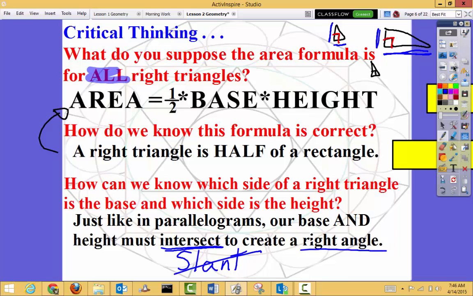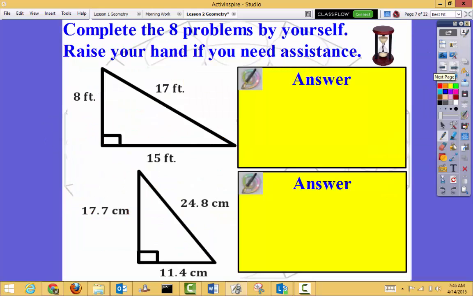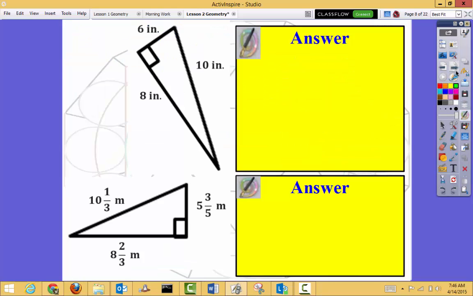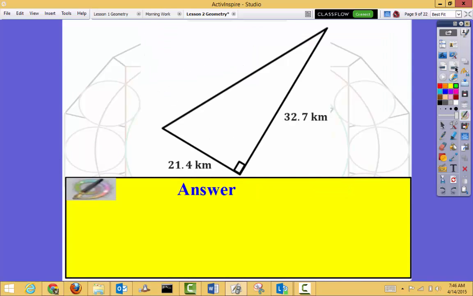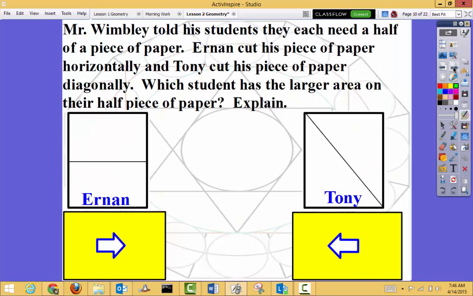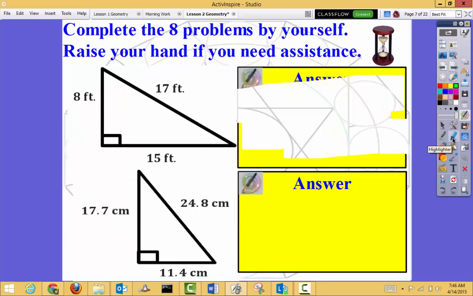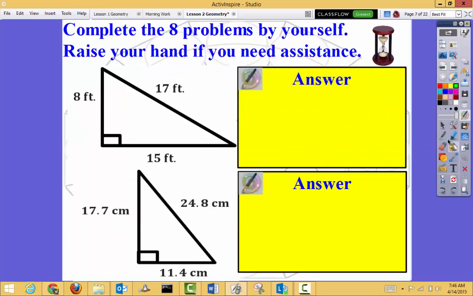All right, let's go to our next one. All right, you have 8 problems that you're going to complete by yourself. All right, let's check how you did. All right, so hopefully you have all 8 done.